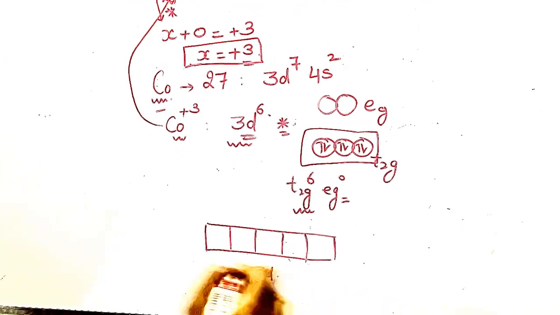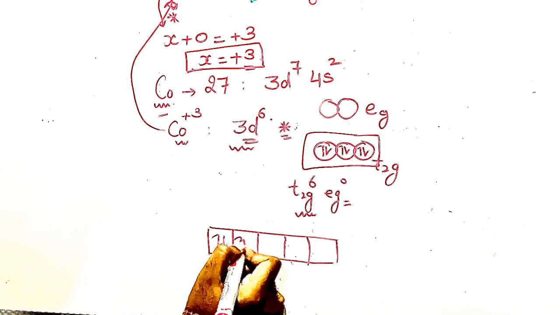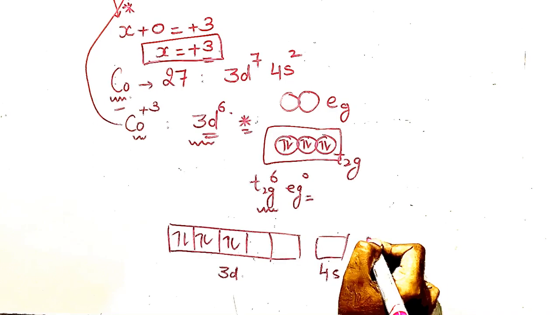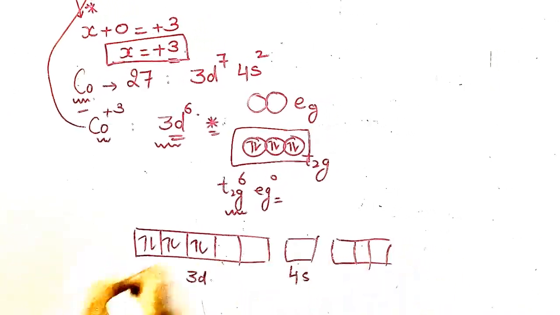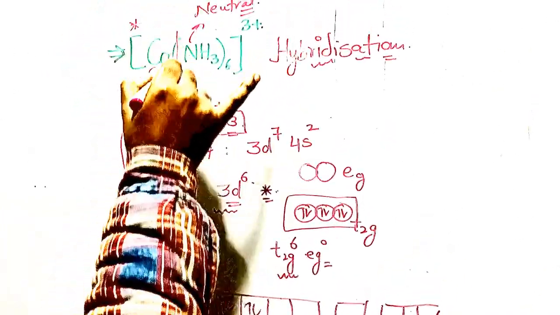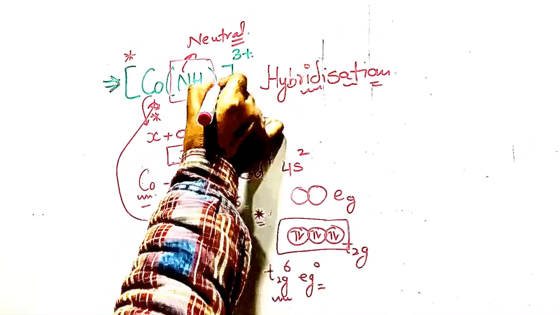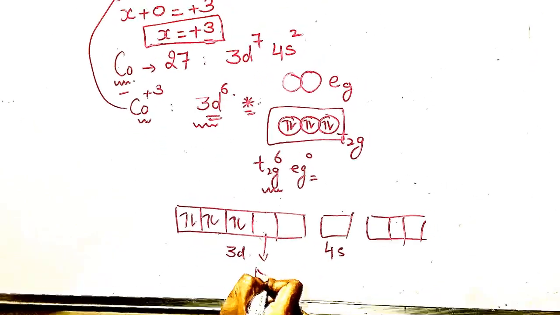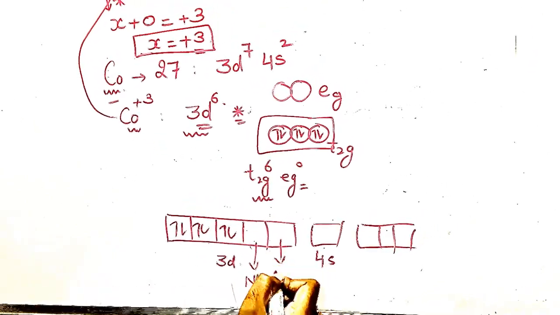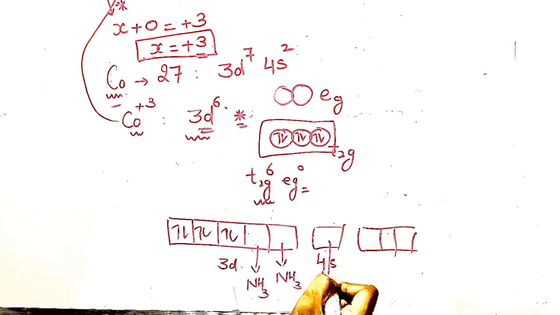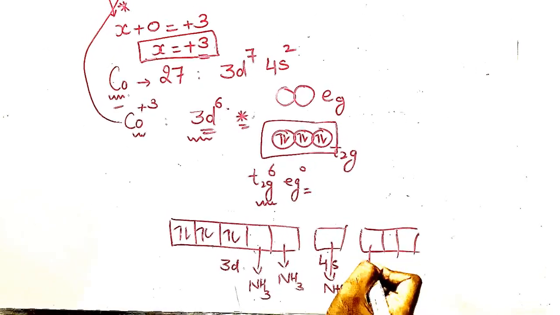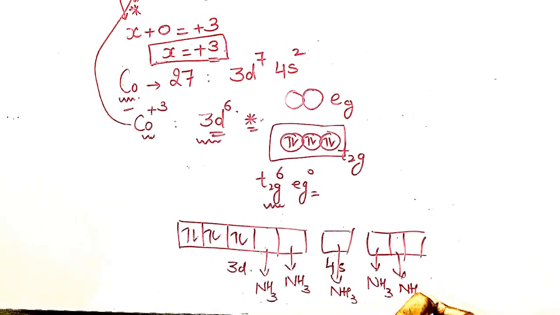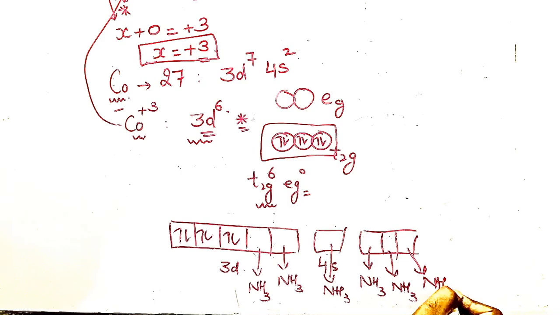So if we want to calculate the hybridization, we know that there are 5 d orbitals. So this is our 3d, 1, 2, 3, 4, 5 and 6. Next we have 4s and then we have 4p. As the number of ligands present in this complex is 6, we need 6 empty orbitals here. The first ammonia will reside here, the second one here, the third one here, the fourth one here, the fifth one here, and the last one here.